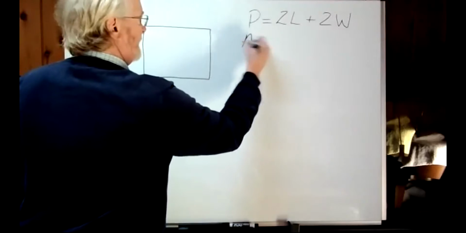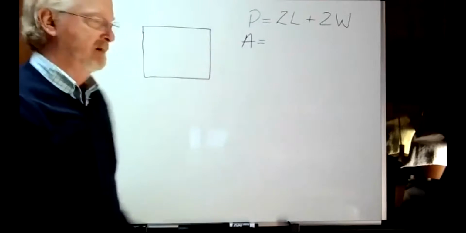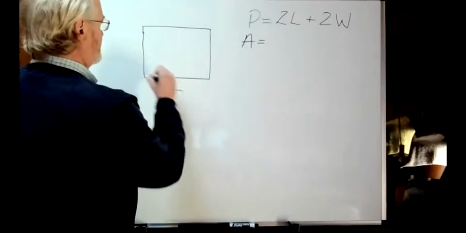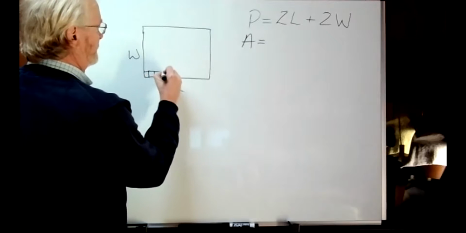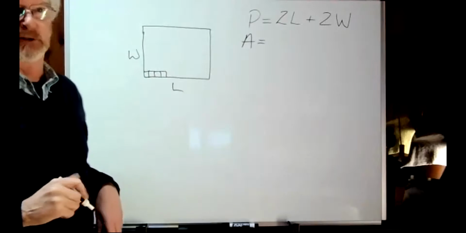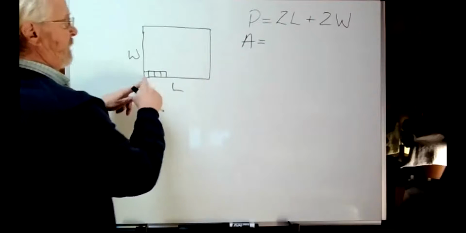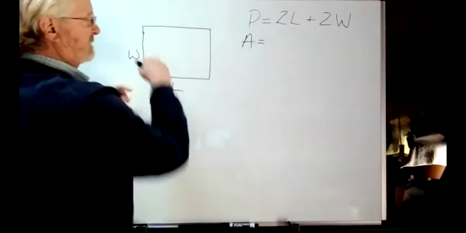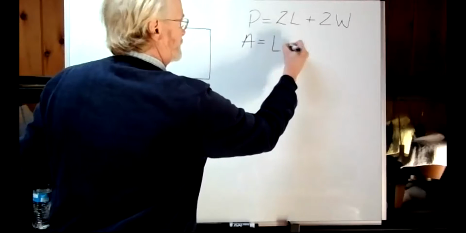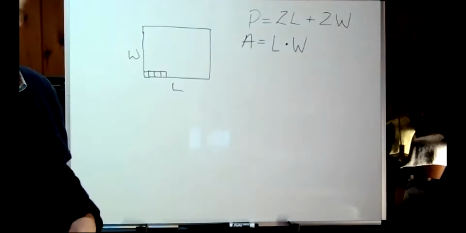The concept is area. What's the floor space? And area is, we're assuming there's little squares. How many of those square units fill in that space? And so it's how many in this direction times how many in that direction makes how many total squares, or length times width. There's your basic rectangular area formula.